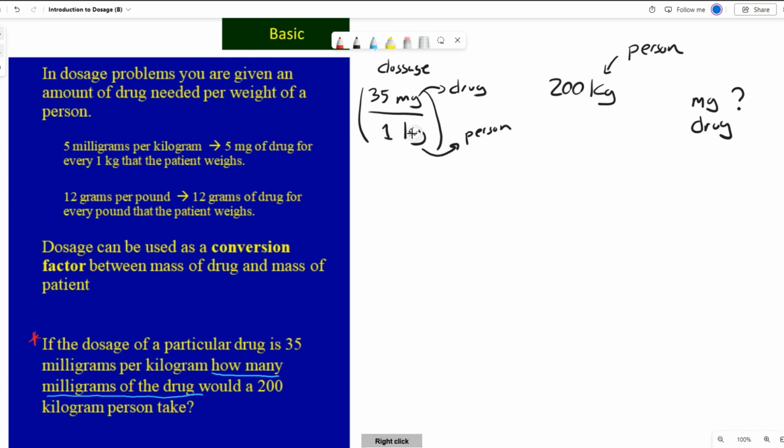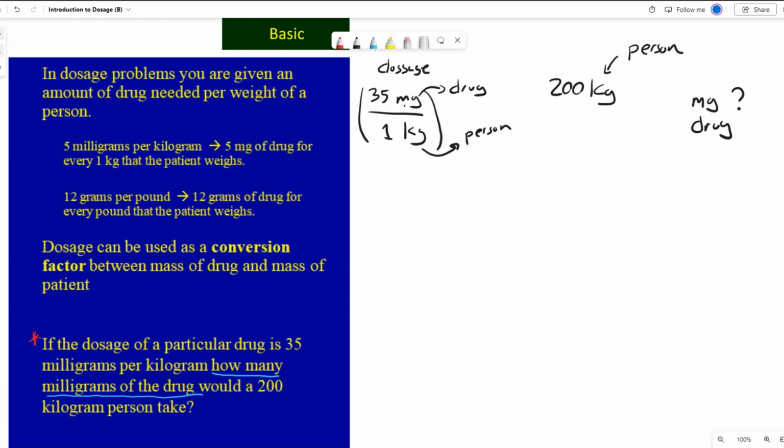I have kilograms of person here, and I have kilograms of person here. They're both mass units, they're both in the same unit, kilograms, and they're both for person. Neither one of them is for drug. So we can use the factor label method to cancel out these kilograms, and the only unit left will be milligrams of drug, and that will be our answer.